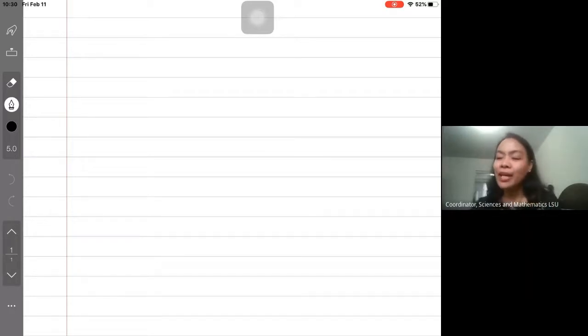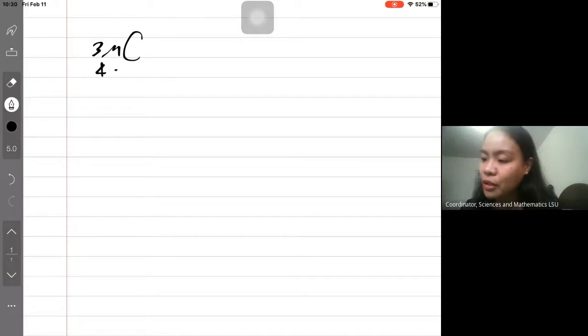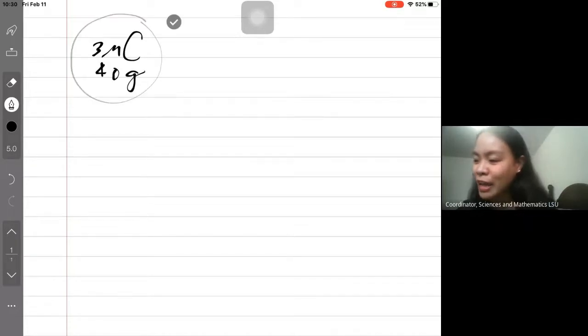So we have our two charges. One is 3 microcoulomb and having 40 grams. Okay, what a big circle I have here. And another 3 microcoulomb with 40 grams.